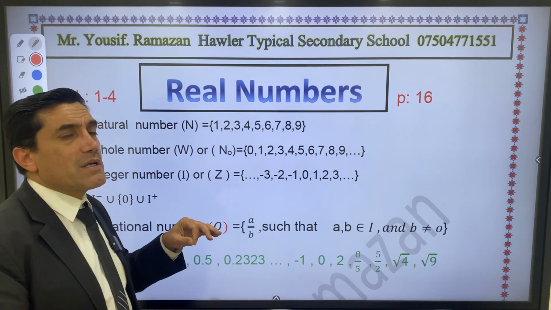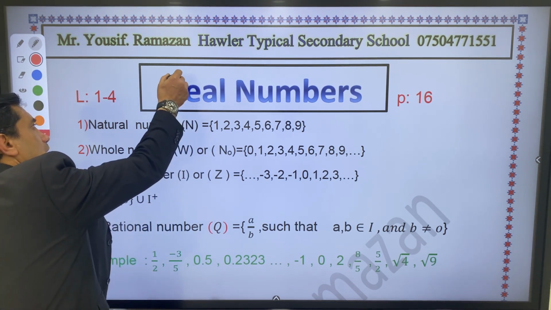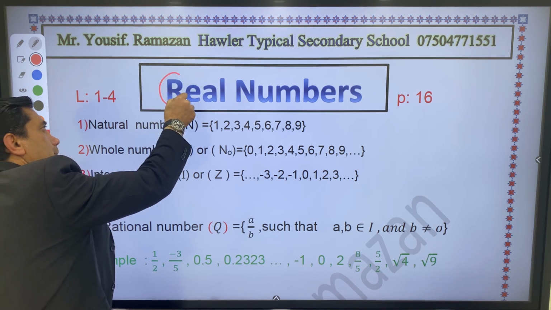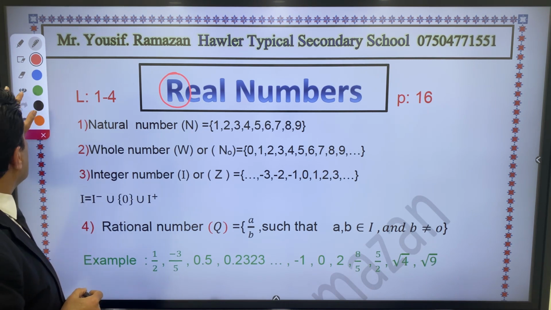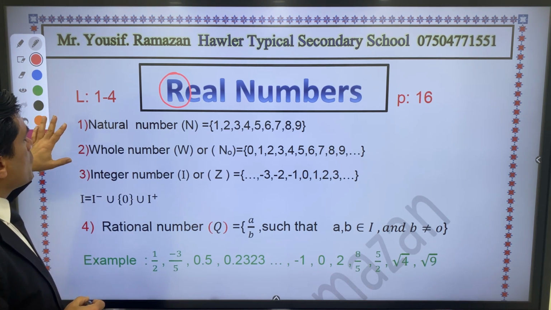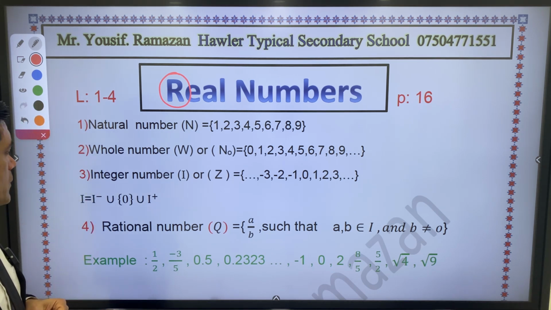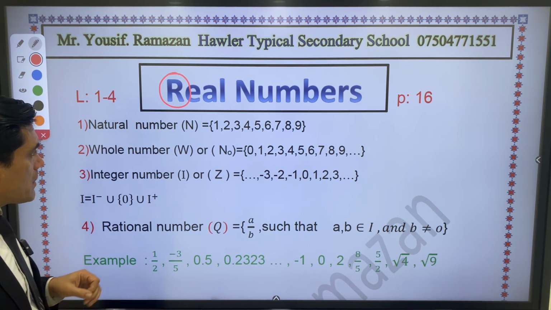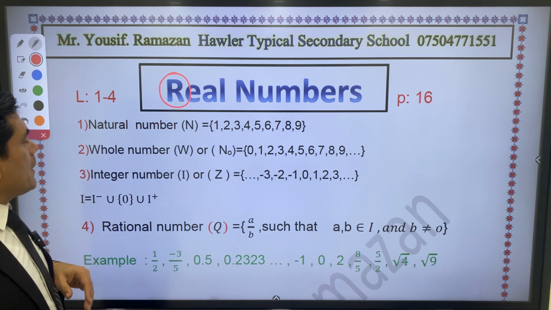The symbol of real numbers is capital R. When I say real numbers, use capital R. Real numbers are classified into more sets: natural numbers, whole numbers, integer numbers, rational numbers. They are said to belong to, or be proper subsets of, the real numbers.